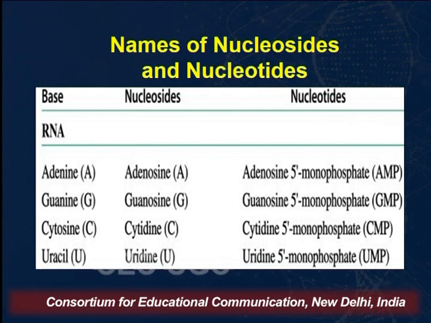So if I take another example, which I would like to take of a pyrimidine, in this case the base is cytosine. What you have to remember is that when we have cytosine, we will convert ine into idine. So cytosine is the base, the nucleoside will be cytidine, which is abbreviated as C, and again the nucleotide would be cytidine 5'-monophosphate, which is indicated as CMP.